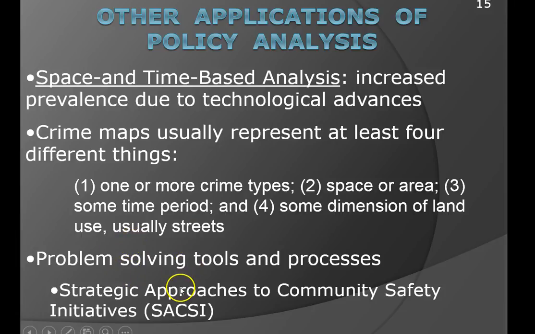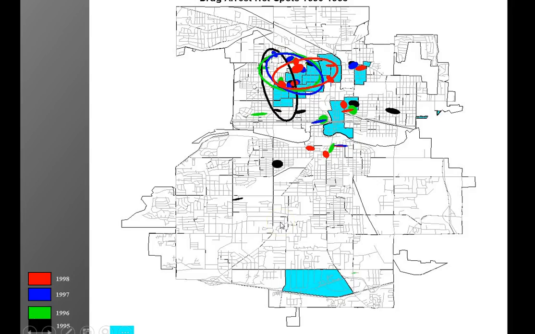Problem-solving tools and processes, the strategic approaches to community safety initiative, is just one example of a type of problem-solving tool and process. This here is an example of a crime map.